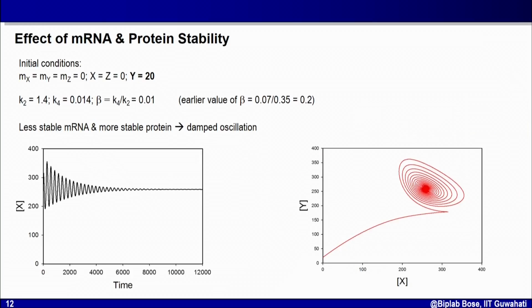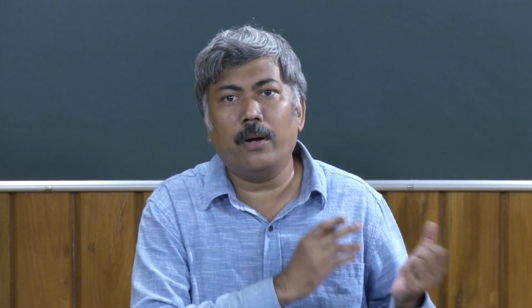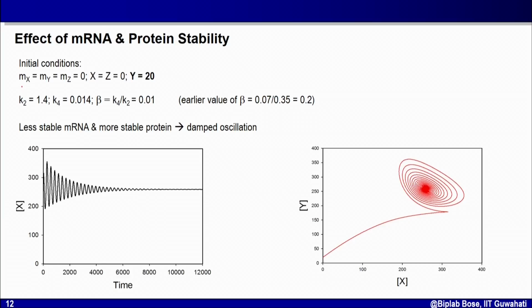Now what if I mix both of them together? I want to change the mRNA stability and the protein stability together in the system, and I want to compare with what I have got earlier in a limit cycle oscillation. So I am keeping the initial conditions same where I got limit cycle oscillation. Mx, My, Mz is equal to 0. The mRNAs are 0. X, Z is kept at 0. Y is kept equal to 20.